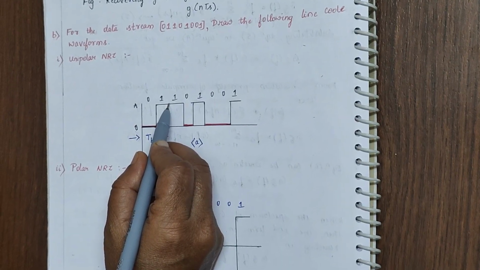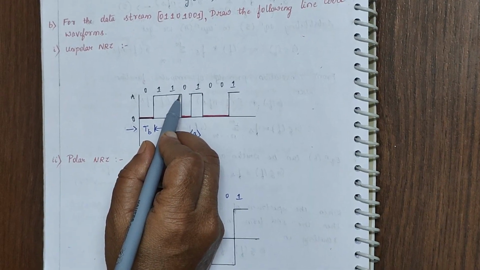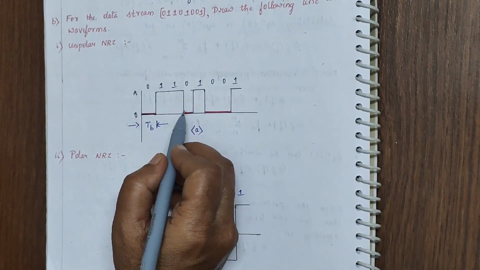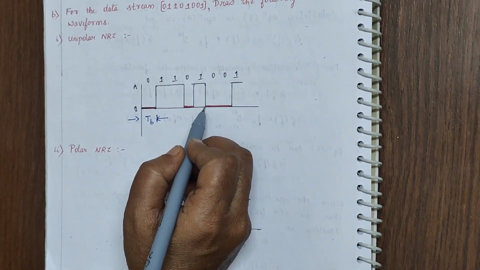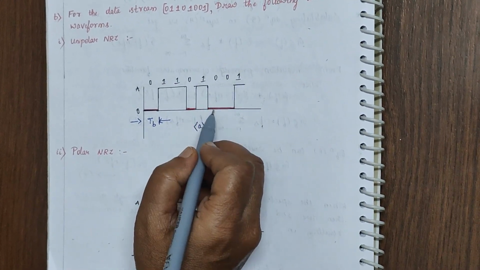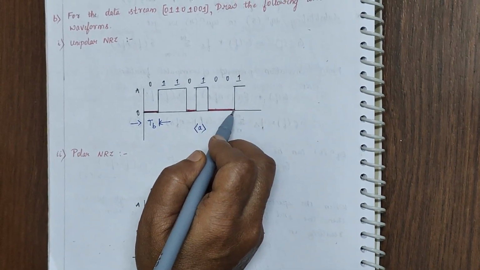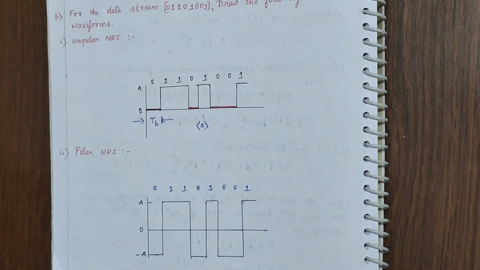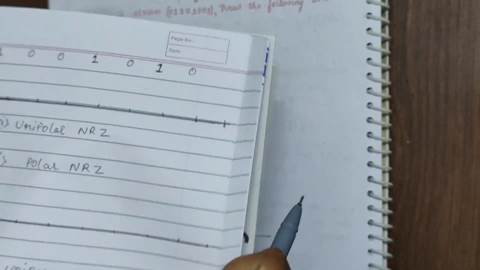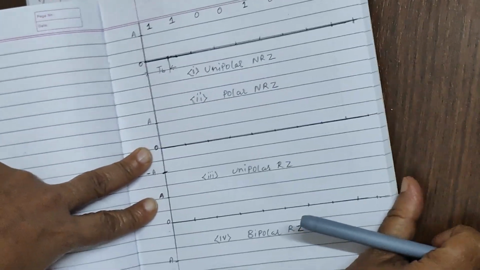For the next 1 bit duration, again we have bit 1, so again symbol 1 is represented by 1. Next, symbol 0 is represented by 0, and symbol 1 by 1. Then the zeros are represented with 0, and symbol 1 by 1. Now let us draw this for unipolar non-return to zero. Unipolar is only one polarity, we know.